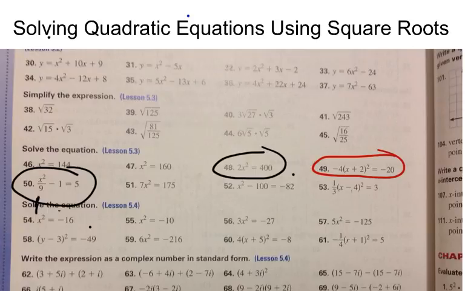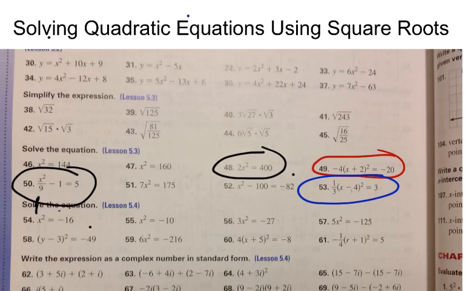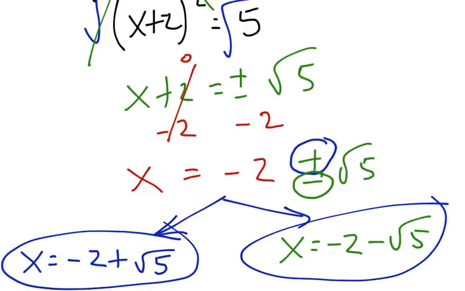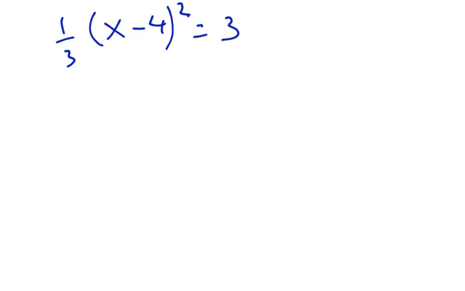To finish, let's do this 53. The reason I'm doing that 53 is because you have a fraction in front of the parentheses. So 1/3 x minus 4 equals 3, and that parenthesis to the second power. Let's double check. 1/3 x minus 4 to the second equals 3. And we are right.